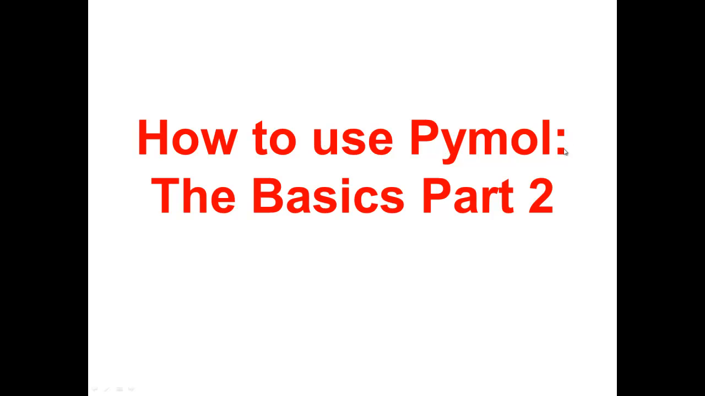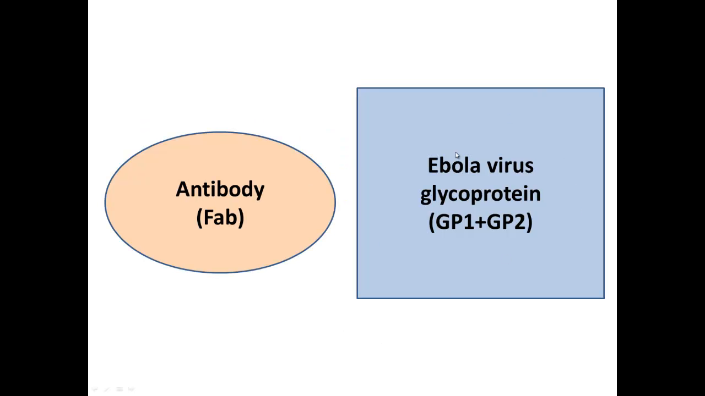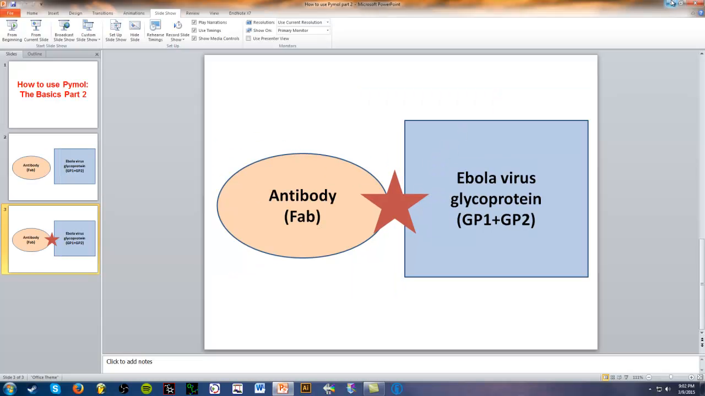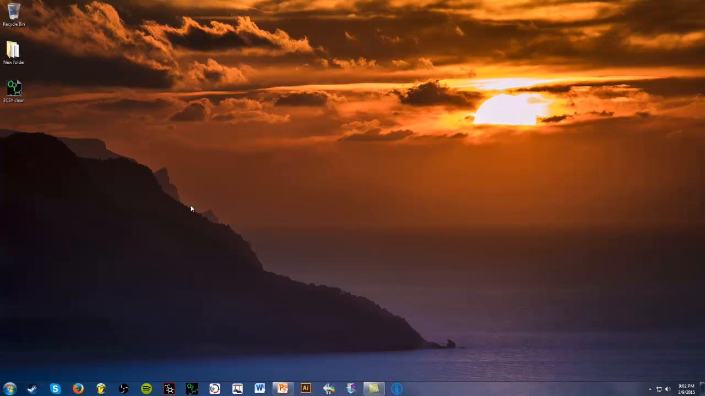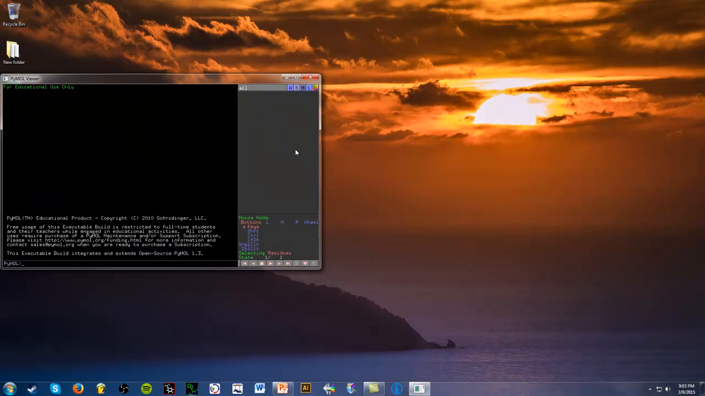Now, what am I talking about is this. This is an overall schematic of what we're going to be looking at. The Ebola virus glycoprotein is made out of GP1 and GP2 domains, and here we have the antibody, and it's going to be shown as a FAB. We're going to be looking at the interface region shown by the red star, and that's definitely what's most interesting about this structure. We're going to go ahead and close out of this, and look at this interface. We're going to jump right into the program.